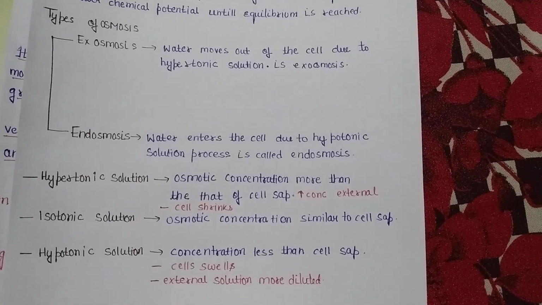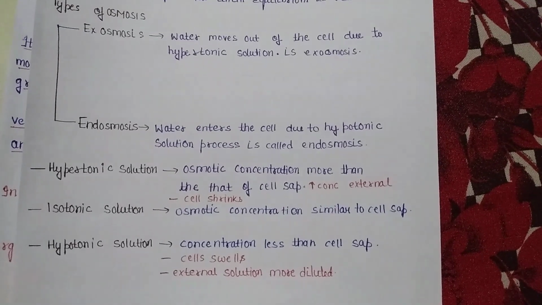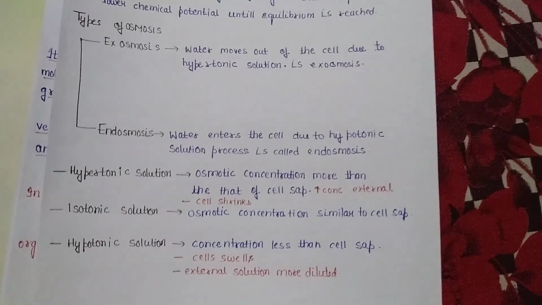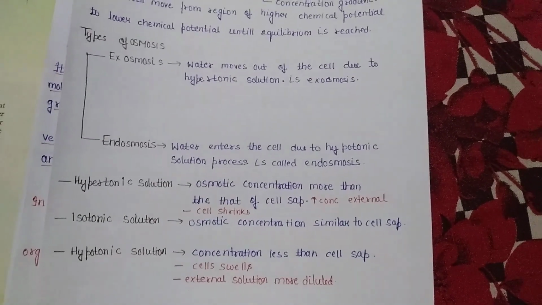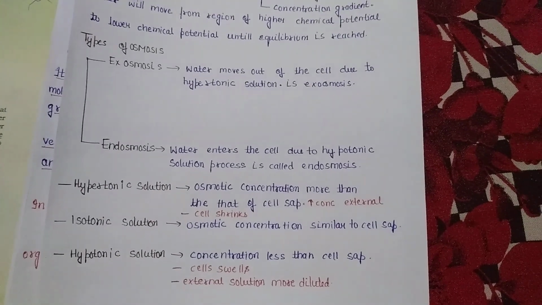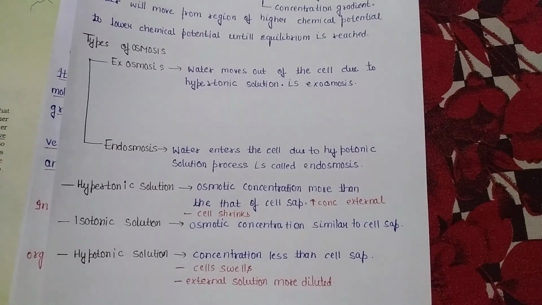Types of osmosis: exosmosis and endosmosis. In exosmosis, water moves out of the cell due to a hypertonic solution. It is exosmosis when water moves out of the cell, when the outer concentration is higher, hypertonic. And endosmosis is when water enters the cell due to a hypotonic solution.